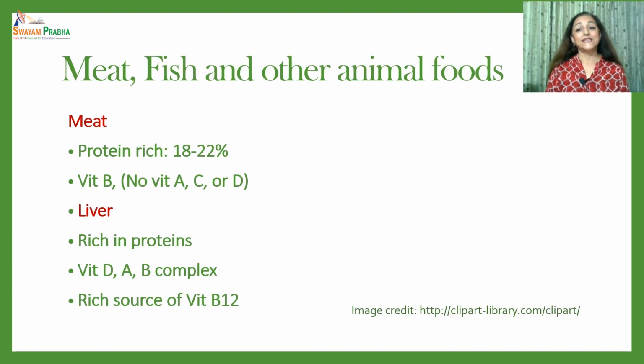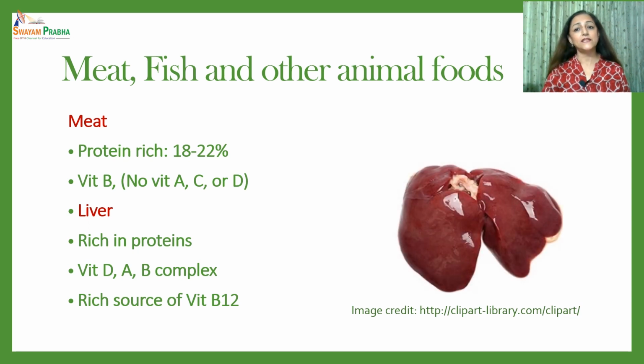Category of food is meat, fish, and other animal foods. Let us see. These flesh foods like meat, poultry, and fish are rich in good quality protein as well as B vitamins. Flesh foods also contain B12, which is not found in plant foods. Flesh foods are also good sources of vitamin A, which is found in abundance in liver.